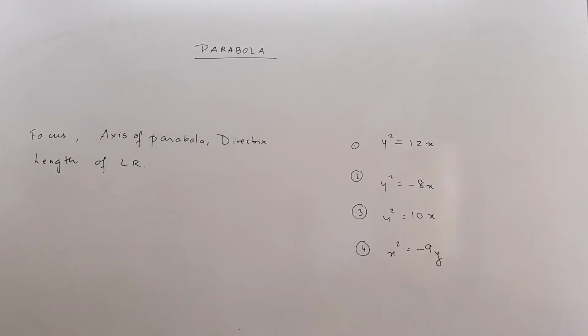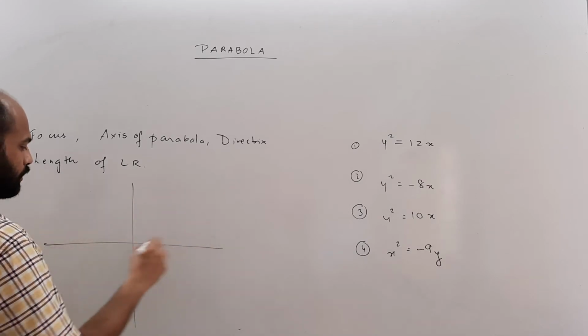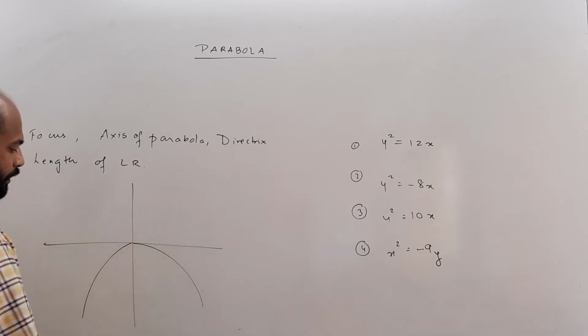So x square equals to minus 9y. This parabola is going to be this way. So this parabola is slightly unsymmetric, so let me draw it properly.